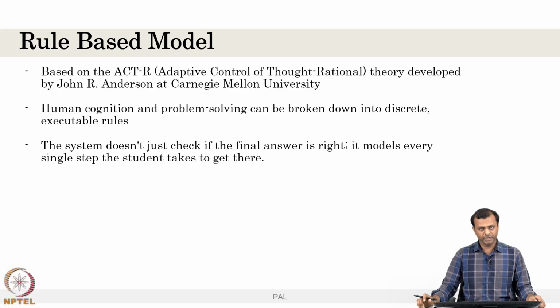In this video, we'll discuss the rule-based model in the domain model. Rule-based model, or RBM, is one of the major models used in the domain model. It is based on ACT-R theory, that is Adaptive Control of Thought-Rational theory, developed by John Anderson at Carnegie Mellon University. I think we discussed this in the first week, about how the evolution of ideas is happening and the major contribution from CMU also happened.